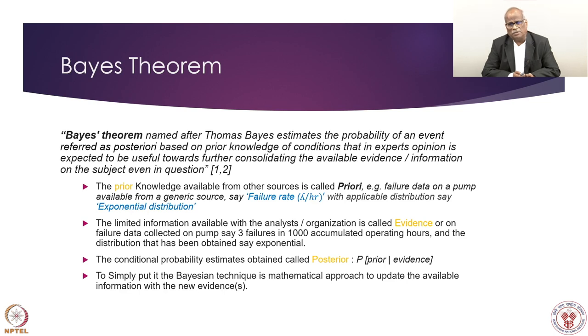Because this availability of distribution will allow us to characterize the prior data. Now we have the evidence. Let us say this was a problem related to a pump. Then we'll know our plant-specific sources: how many failures, 3 failures in 1000 hours. So we'll have a likelihood estimator for failure also.